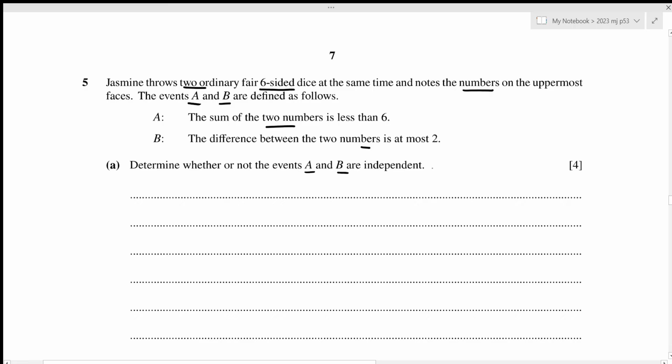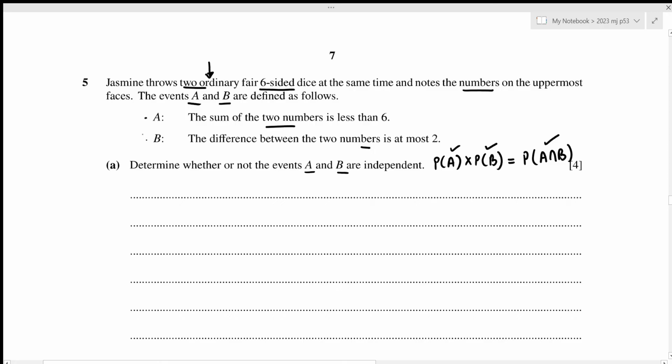So events A and B will be independent if the probability of event A multiplied by the probability of event B is equal to the probability of event A and B, or A intersection B. So we're looking for 3 different probabilities in this case. And remember, in this question we're talking about 2 ordinary fair six-sided dice, and the scores or the numbers on the uppermost faces will be noted for both events A and B.